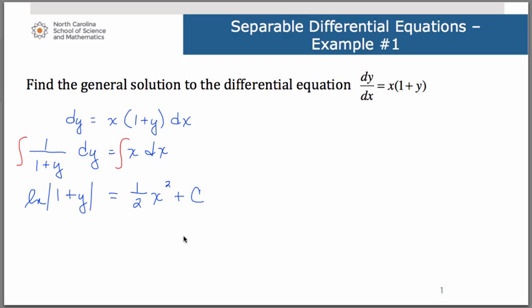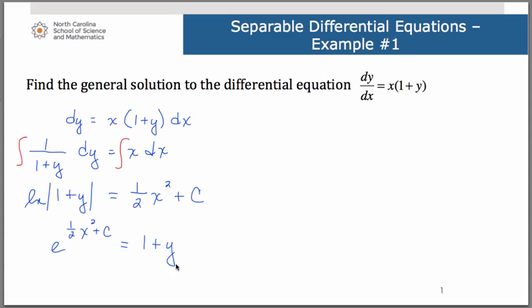That's pretty much the end of the calculus for the problem. From here on out, it's an algebra problem in which we need to rewrite this natural log equation as an exponential equation. If we have the natural log of the quantity 1 plus y equaling the right side of the equal sign, remember that by definition of a natural log, that means that e raised to the 1/2 x squared plus c would give us 1 plus y.